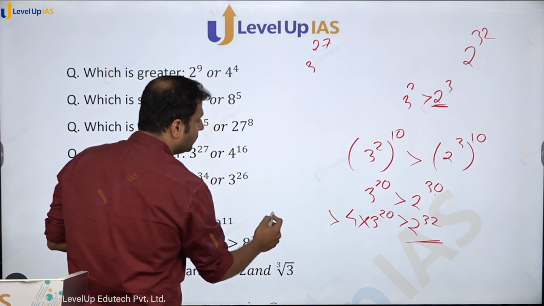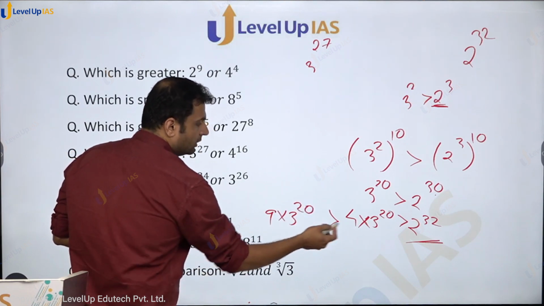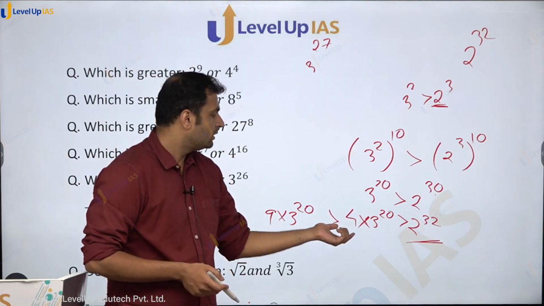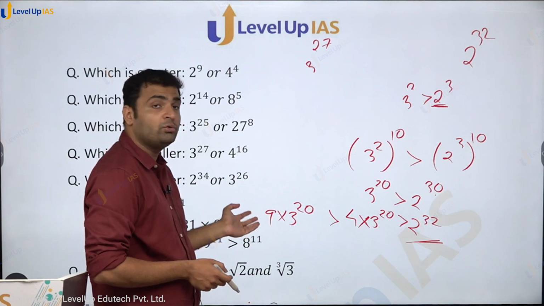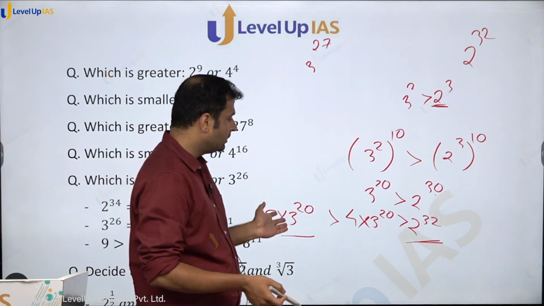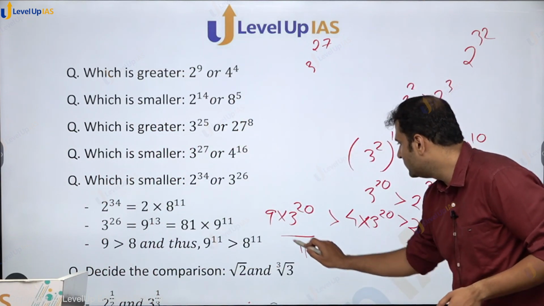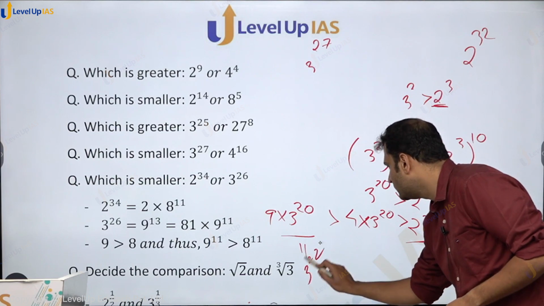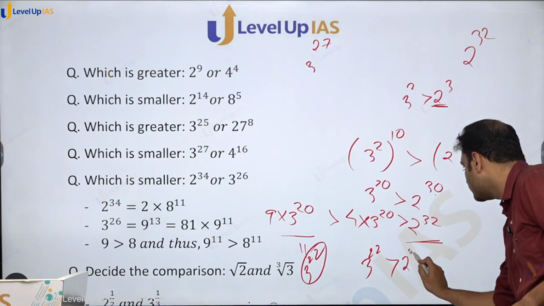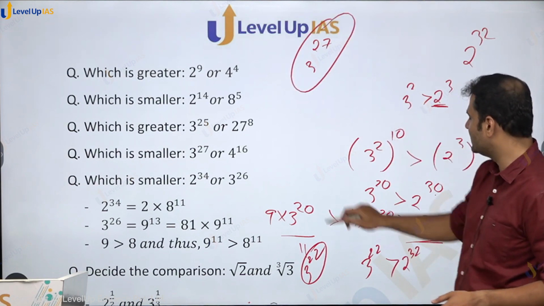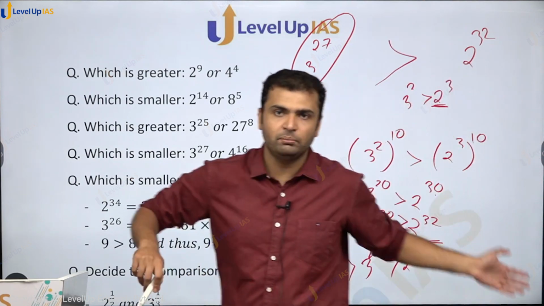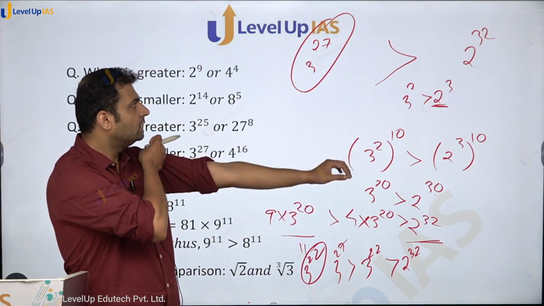How? I will write it as 9 into 3 raised to 20. This will be bigger because this is 3 raised to 20 into 4 and this is 3 raised to 20 into 9. So this quantity has to be bigger, na? Natural thing. What is this quantity? This is 3 square. So this is 3 raised to 22. Now what do I have? From here, 3 raised to 22 is bigger than 2 raised to 32. So naturally 3 raised to 27, which is even bigger, will definitely be bigger than this. Fine. This is the proof. This is the mathematical proof of the comparison.